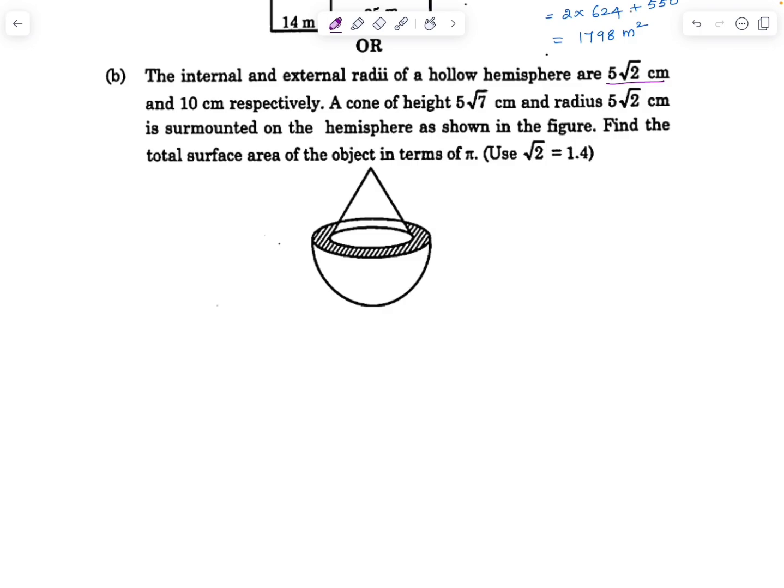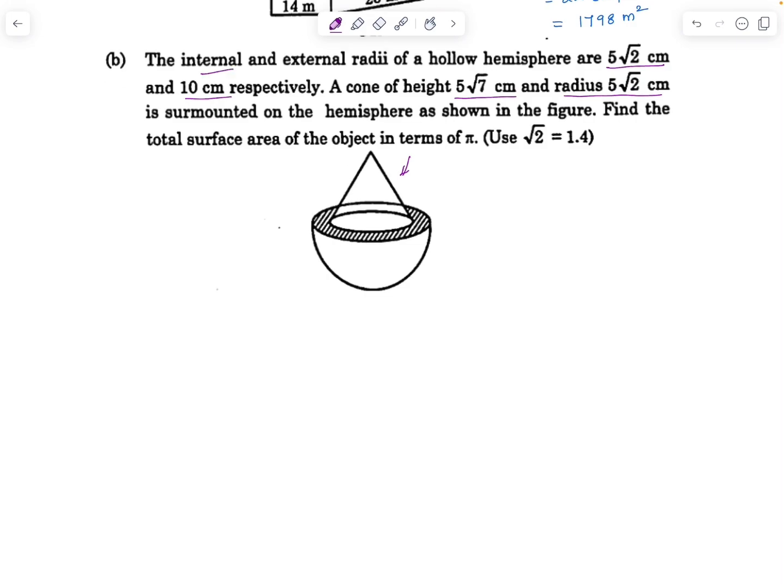The B part of the question says the internal and external radii of a hollow hemisphere are 5 root 2 centimeter and 10 centimeter respectively. A cone of height 5 root 7 centimeter and radius 5 root 2 centimeter is surmounted on the hemisphere as shown in the figure. Find the total surface area of the object in terms of pi.